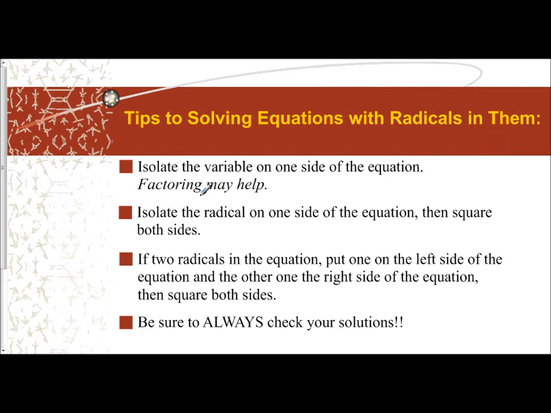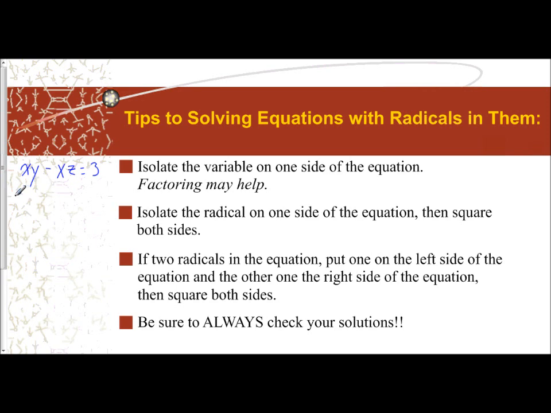Now, what this means is if you have, let's say, two terms, and I'm going to use all variables here instead of radicals to show what this tip means. If I have, let's say, xy minus xz equals 3, I need to isolate the variable on one side of the equation. That's just a general rule for solving. And my x is on one side of the equation. However, these are two unlike terms. One's xy, one's xz. So how am I supposed to get the x out of the unlike terms? And that's the hint. Factoring may help.